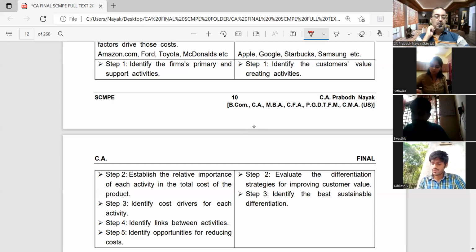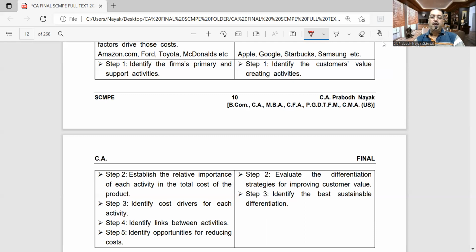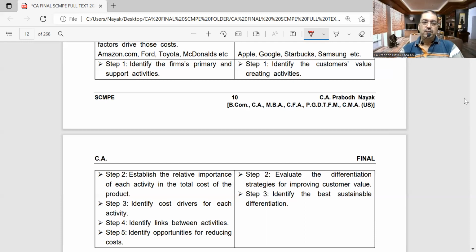Therefore, identifying the link between activities will lead to better understanding of how the cost components can improve and affect the entire value chain.